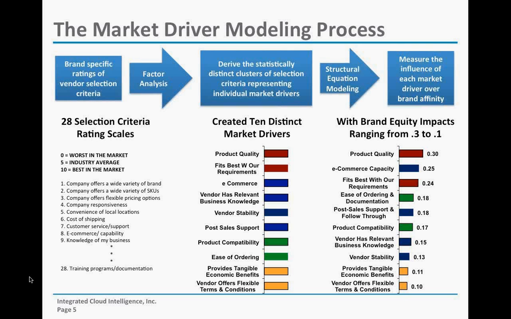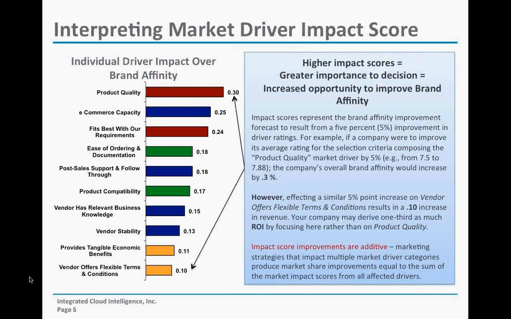Well, what this says is basically you're going to get about 2.5 times the return for an investment in e-commerce capacity that you will get by improving terms and conditions. This is the kind of tangible insight market drivers provide, and that's much of its value. But this is the process: selection criteria, factor analyze them into distinct market drivers, and then determine the influence of each market driver over brand affinity.